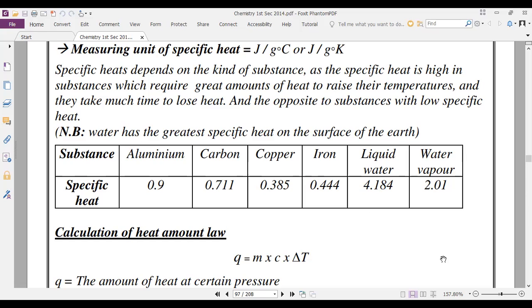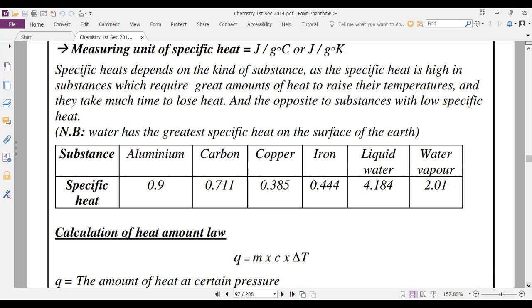Okay, Mariam? Like here, the H2O, yes. Equals the joule? Yes, but in the liquid state. Because in the gas state, it will be 2.01.